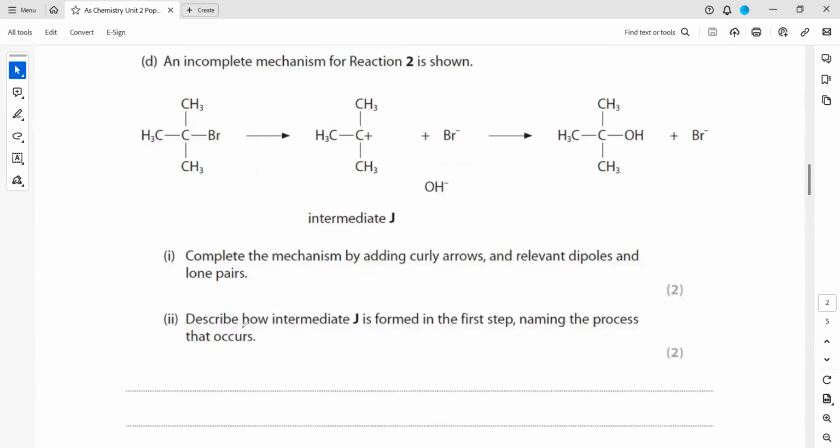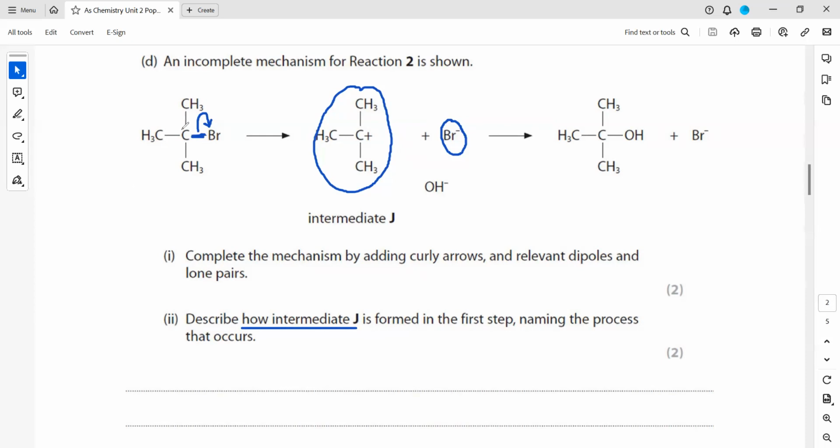In part 2, describe how the J is formed in the first step. How is this J formed in the first step? These two electrons, the bonded electrons, are taken by the bromine. When the bromine takes both of these bonded electrons, bromine gets a negative charge and the carbon cation has a positive charge. Because of the unequal breaking of the bond, it's a heterolytic bond breaking in which both electrons are taken by one of the atoms, so it results in the formation of ions.